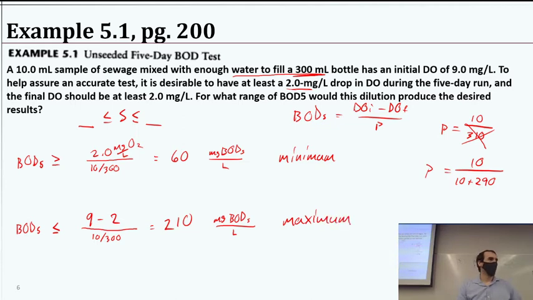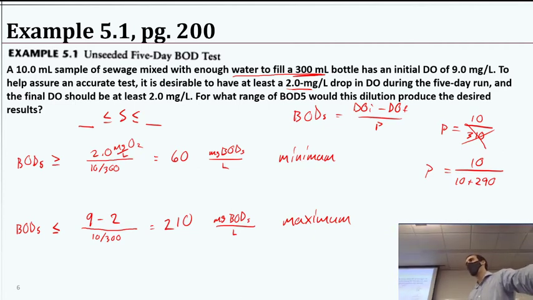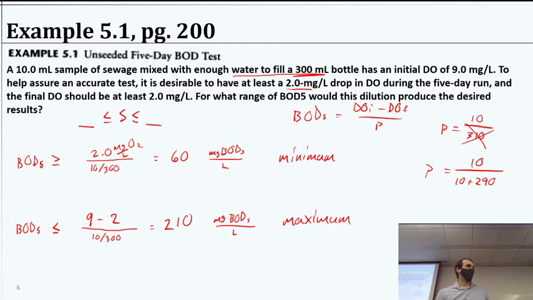Okay, so not too complicated, but kind of an awkward system of understanding what's happening. So hopefully that makes sense.